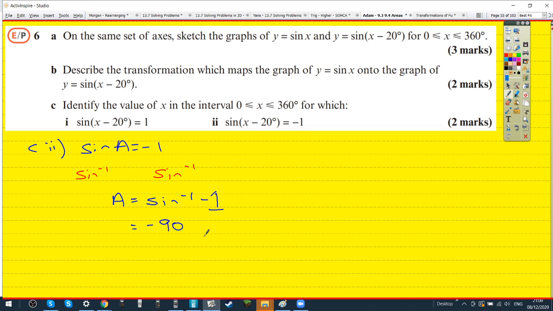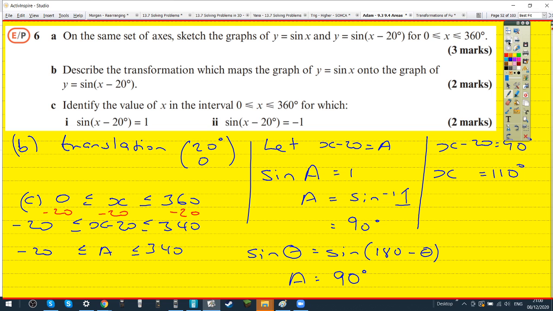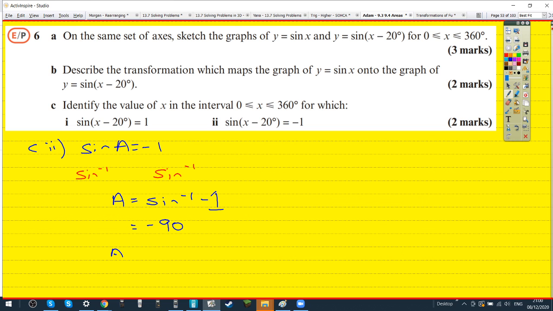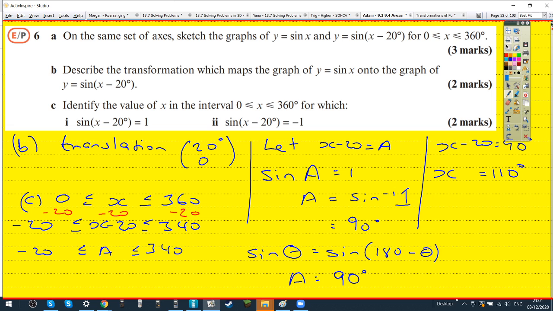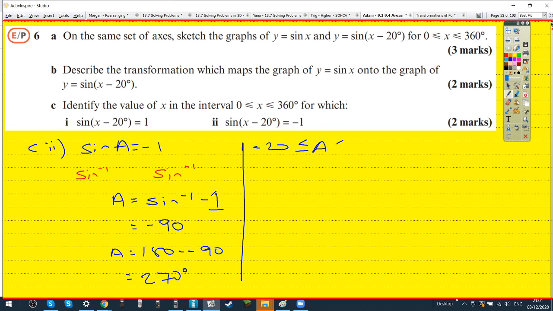How do we get the second solution? We do 360 minus 90? It wasn't 360. What was it? Oh, 180, sorry. 180 minus minus 90 gives you 270. Can we get additional solutions by adding or subtracting 360? Our range was minus 20 to 340. So we could do minus 90 add 360, which gives you 270 as well, a repeated solution. 270 subtract 360 is minus 90. So it's just one solution. Okay.